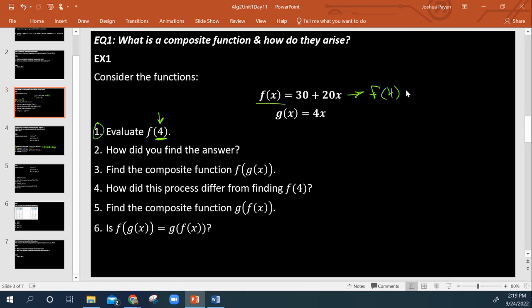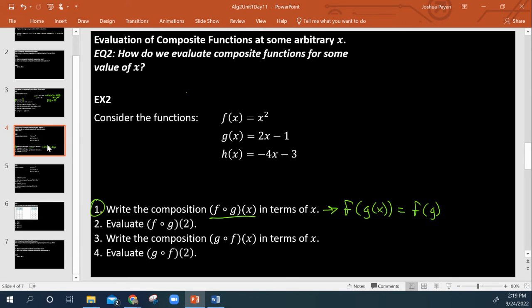So f of 4 is going to be equal to 30 plus 20 times 4. Of course, that would be 80 plus 30, which gives us 110. So f of 4 in this case would be 110. So let's come back to the example that we started with. If I say f of g, instead of f of x only, that means I'm replacing every instance of x with g here.